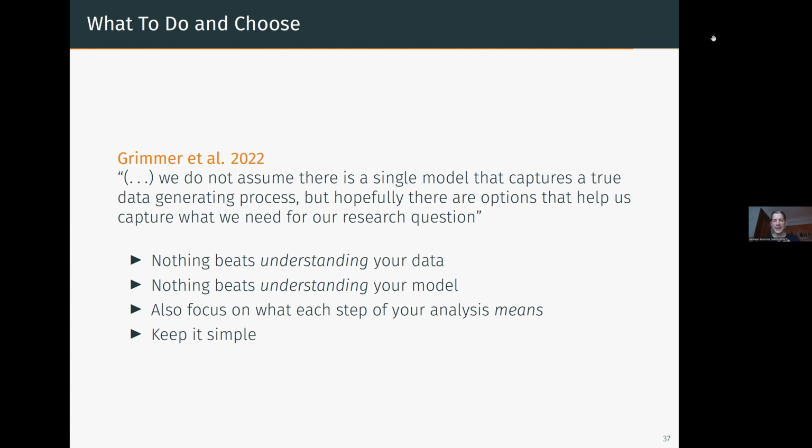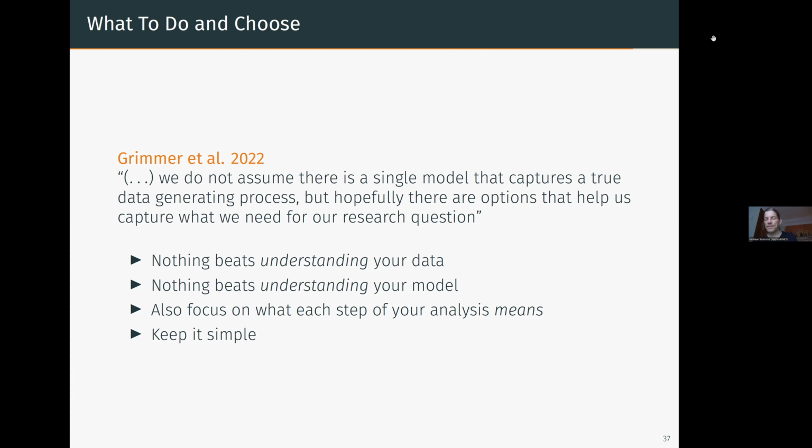You understand what the model does, why it does it, and what that actually implies for the results. It's not just, oh, I don't know why this comes out. You should know why it came out. And you should therefore focus on what each step of your analysis means. This goes also for pre-processing: what happens when I do this? For each and every step in there, what it means.